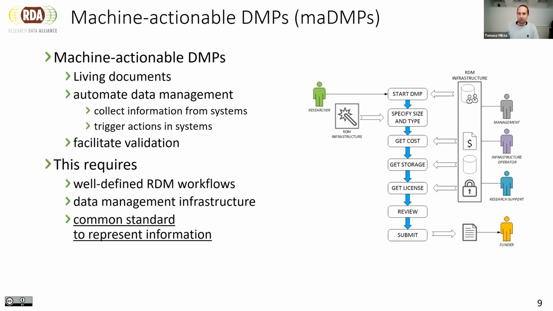And what we did in this working group, we looked at the way to make these data management plans machine actionable. So we wanted to create benefit for all the stakeholders involved in the process of data management, so that different systems could provide information on things like cost, storage, license, so that it wouldn't be only the responsibility of the researcher to type everything in, but that we could reuse the information from existing systems and also trigger actions in other systems by providing this information in a structured way.